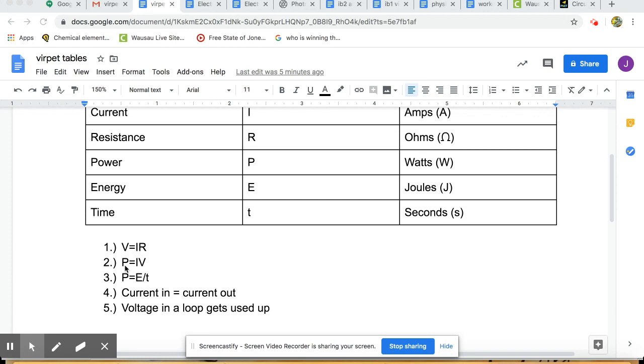The next equation is P equals IV. So power is equal to current times voltage. Power is also equal to energy over time. That's the definition of power, so we can use that to figure out energy.